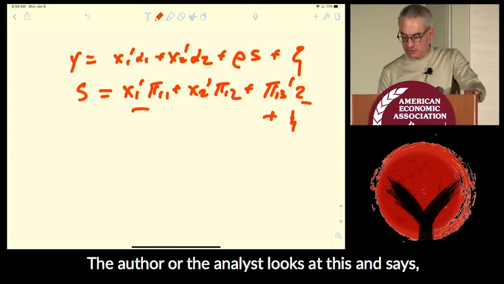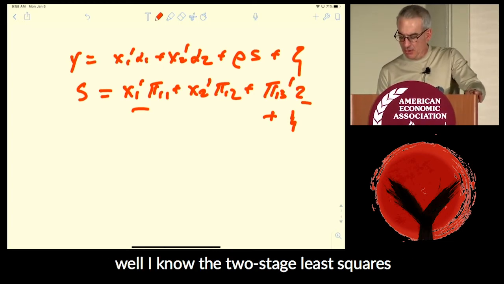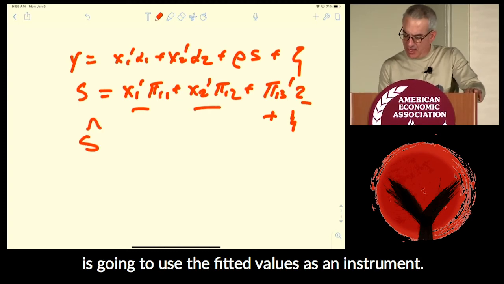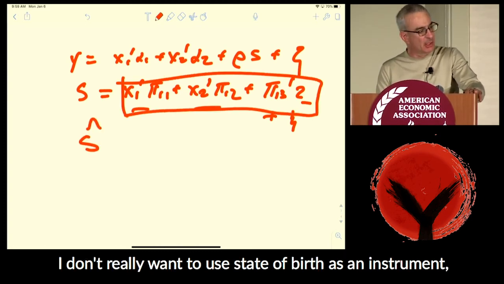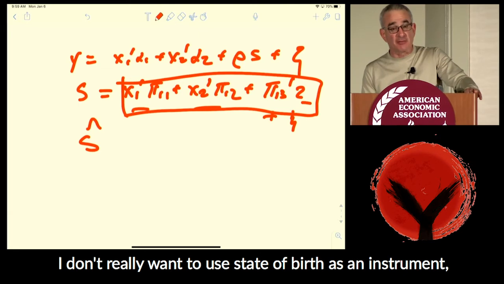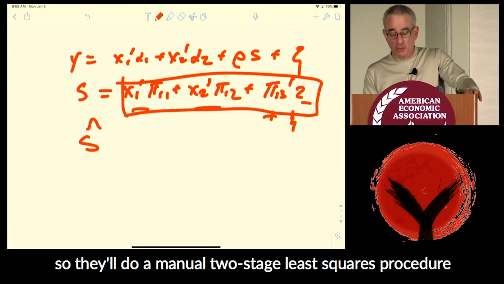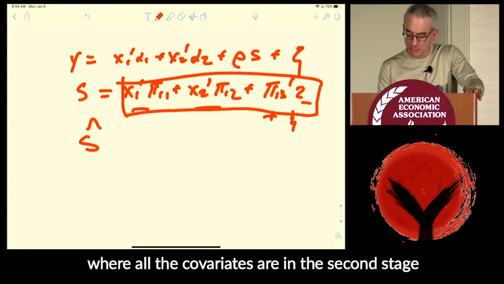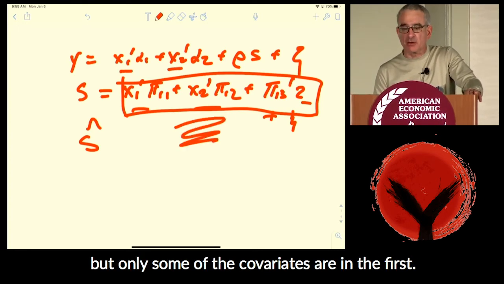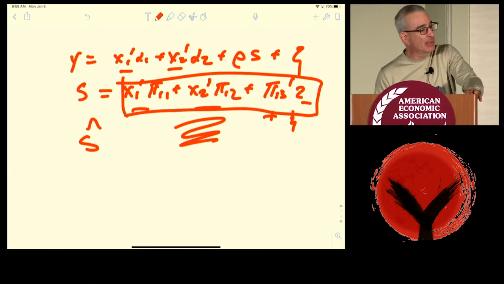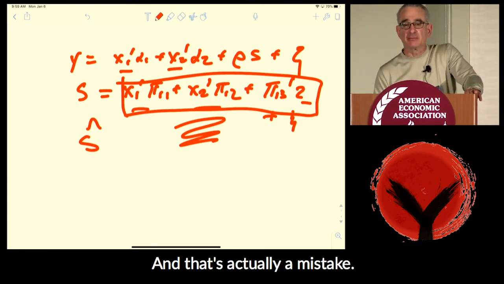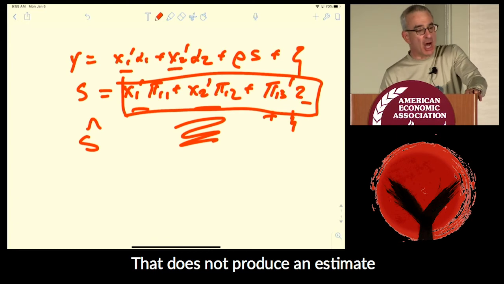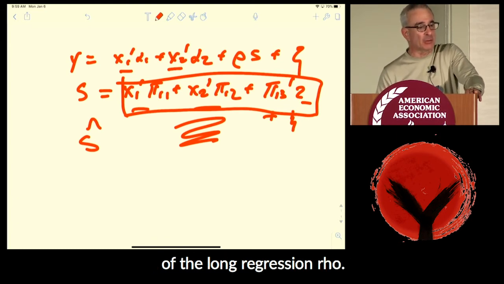The author or the analyst looks at this and says, well, I know that two-stage least squares is going to use the fitted values as an instrument. I don't really want to use state of birth as an instrument. So they'll do a manual two-stage least squares procedure where all the covariates are in the second stage, but only some of the covariates are in the first. And that's actually a mistake. That's wrong. That does not produce an estimate of the long regression row.